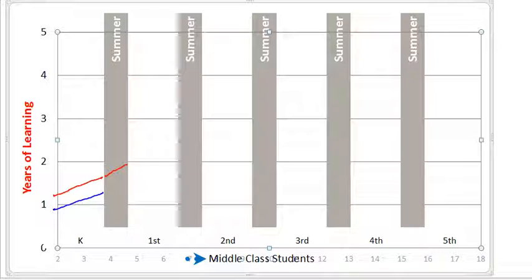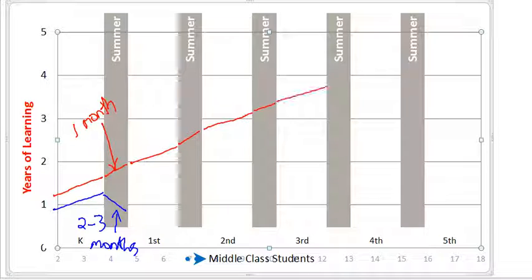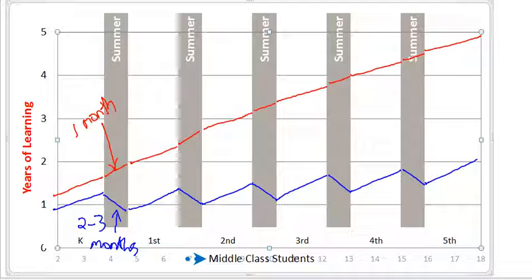The middle class student gains about 1 month of learning over the summer, whereas the low income student loses 2 to 3 months over that same summer. When you carry that out over the course of elementary school, you can see that the middle class student continues on an upward trajectory pretty evenly. However, the low income student continues that 2 to 3 months of what we call summer learning loss, or the summer learning slide.